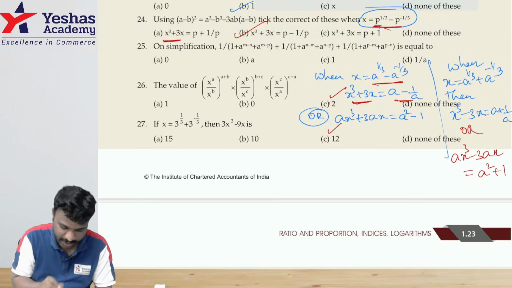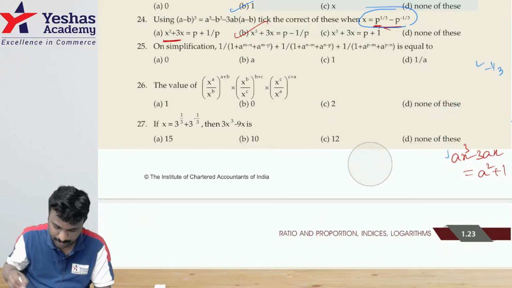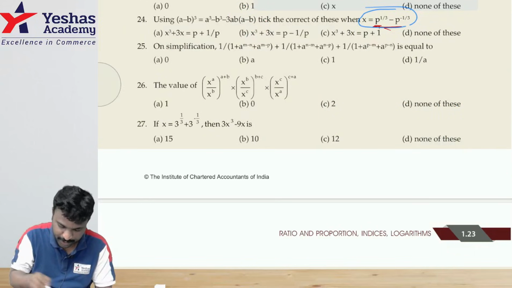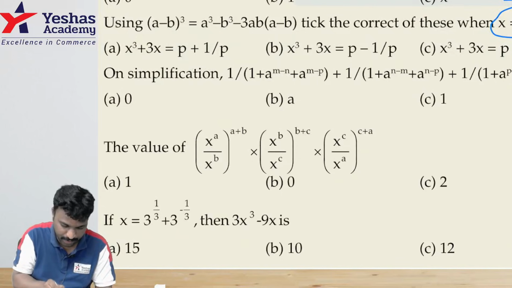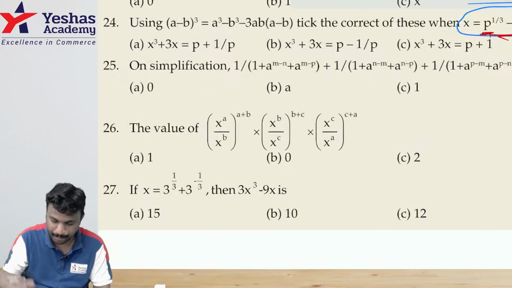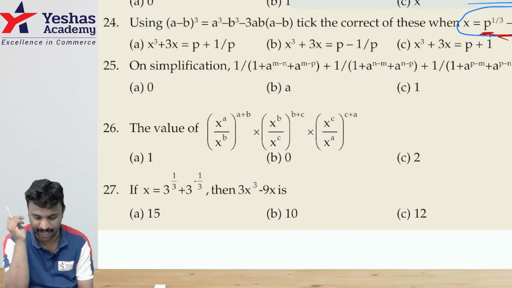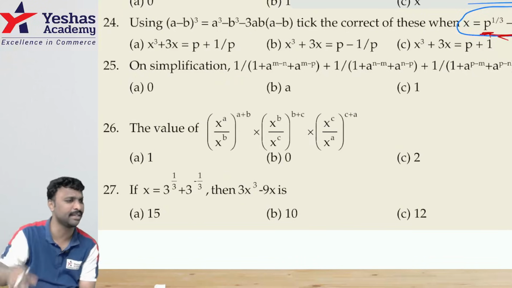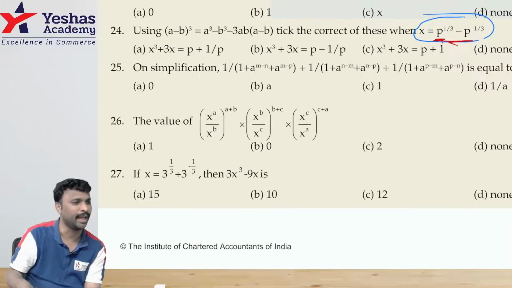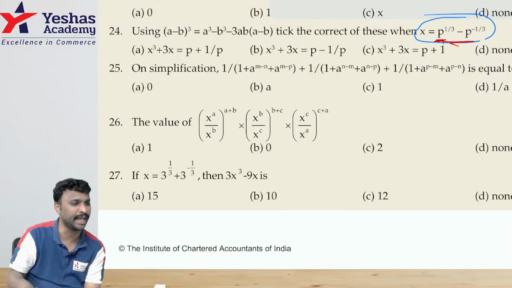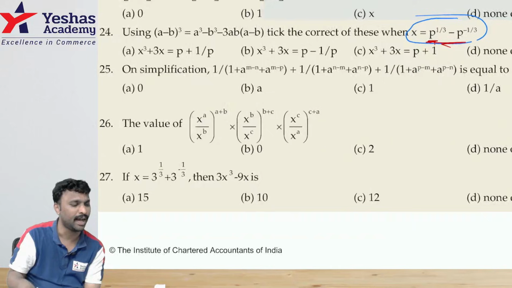Right. Guys, moving on to the next question. Here there are powers: m, n, m, p, n, m, n, p. Are they in cyclic order by any chance? m, n, m, p, n, m, n, p, right? Are they in cyclic order?